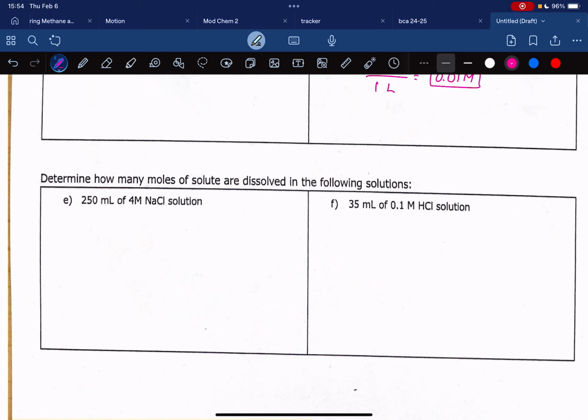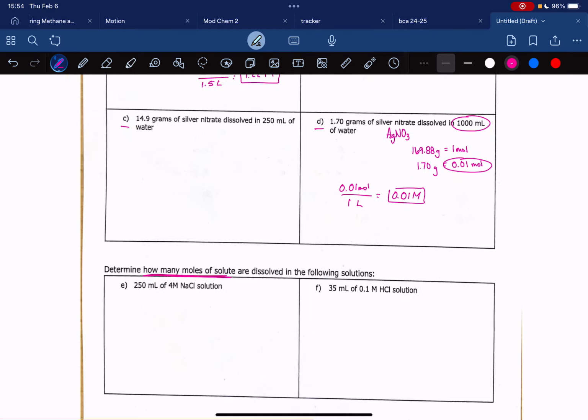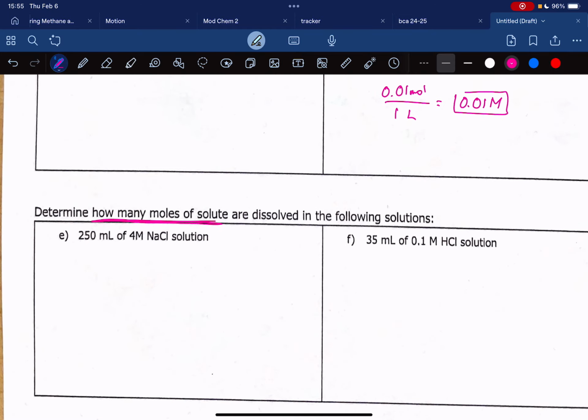All right, let's jump down here to the next section. E. All right, what are we doing here? We're determining how many moles of solute are dissolved in the following solutions. Okay, so this is a little bit different. Now it's asking for how much solute do we have in these solutions. What I like to do for this is take my molarity there, and I'm going to write down what that means. I know that 4 capital M means 4 molar, and that means that there are 4 moles in every 1 liter. That's 4 moles of solute.